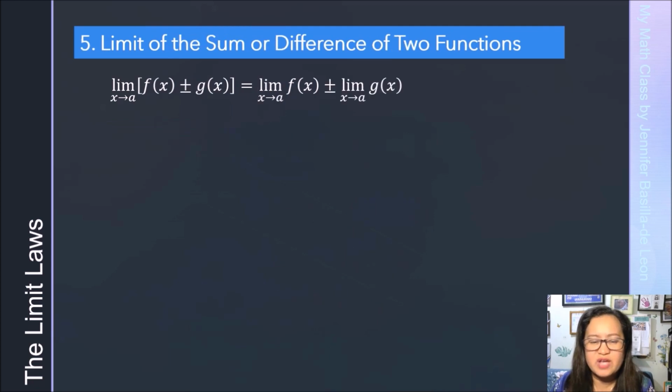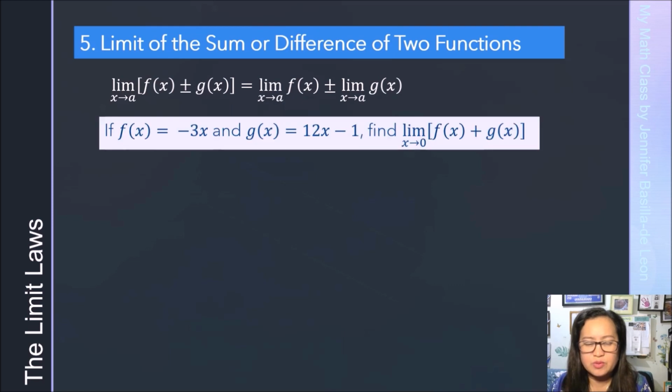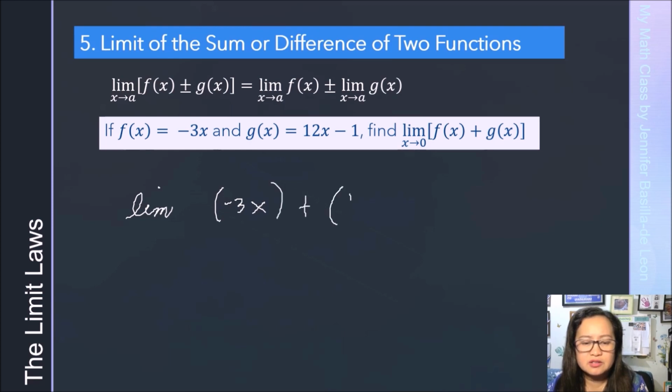Now, what if we have the limit of the sum or difference of two functions? So for example, if f of x is negative 3x and g of x is equal to 12x minus 1, find the limit of f of x plus g of x as x approaches 0. So in this case, we will have the limit of negative 3x plus 12x minus 1 as x approaches 0.